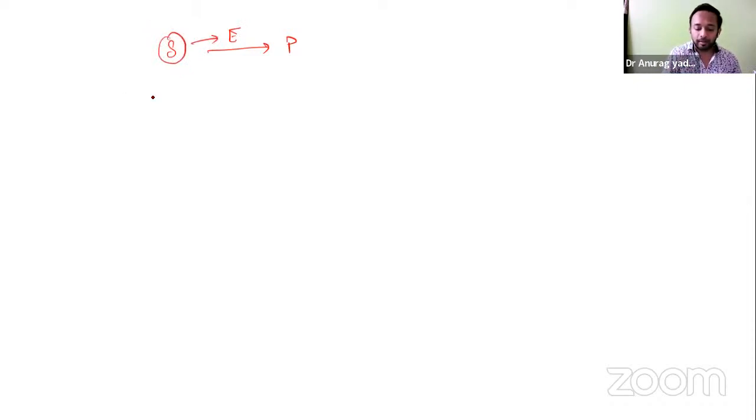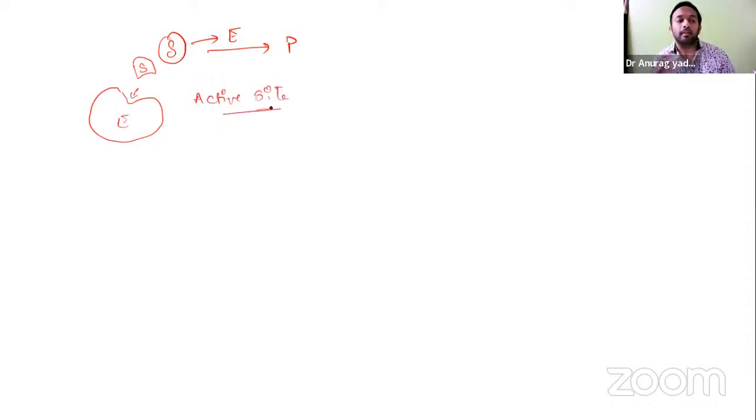If you see the enzyme, if this is the enzyme and this is the substrate, there is a specific site on which it will bind or attach to the enzyme. So that is called as what? That is called as active site. So just the mere presence of enzyme will not convert substrate to product. There should be binding between the both.